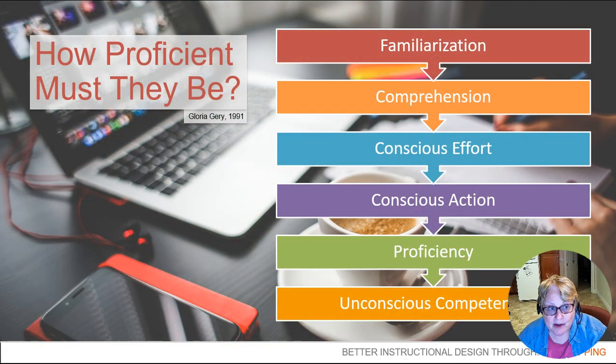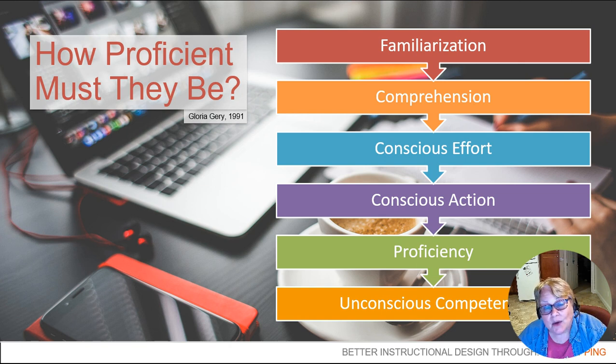All right, you also want to know how well they need to know and do it. This is Gloria Gary's proficiency scale, and you want to know, does the learner need to be proficient with something? Do they need to just be familiar with it? Do they need to really understand it? Do they need to do something with conscious effort, like thinking through step by step by step by step? Do they need to have conscious action? They kind of know the stuff, but they have to really think about this goes next and this goes next. Should they be super proficient at the end of the training, or should they be unconsciously competent?